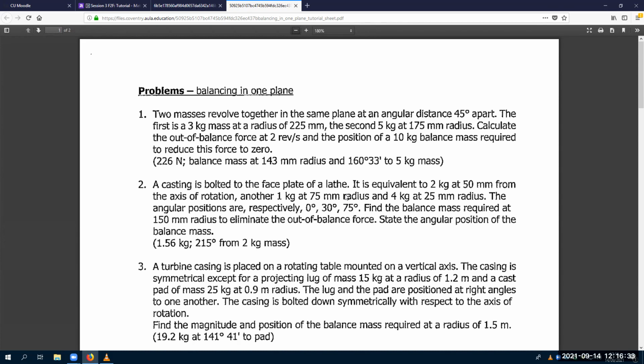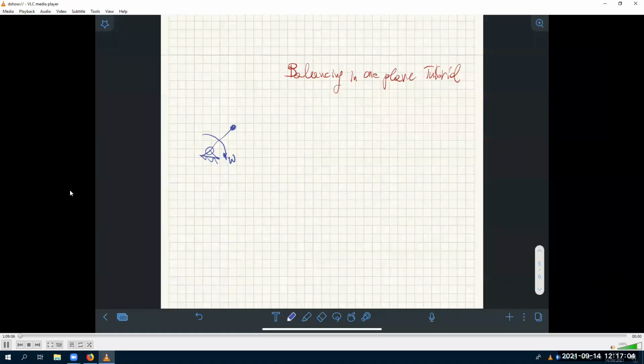All of this is happening at 2 revolutions per second, 2 RPS. And also the position of a 10 kilogram balance mass required to reduce this unbalanced force to 0. Now, let's recap very briefly what's happening when you have a shaft that feels an unbalance. So this goes round and round at a certain speed omega, angular velocity. Let me put this larger.